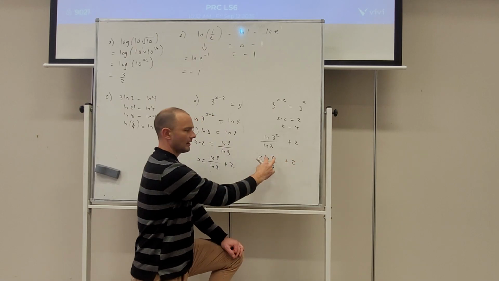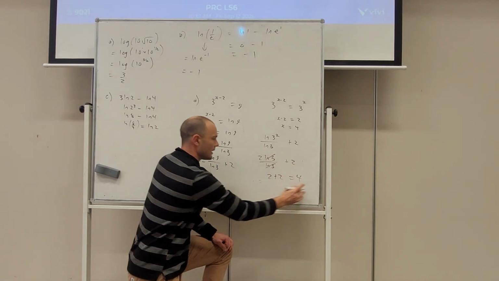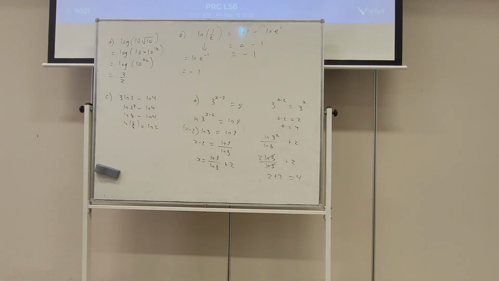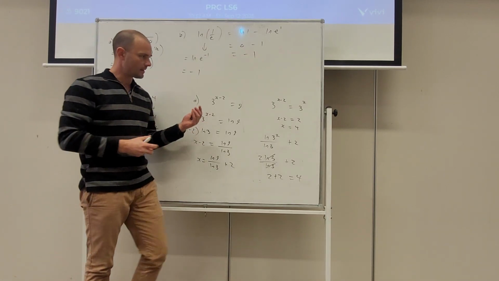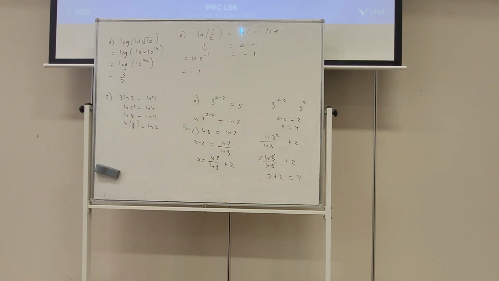All right, and then ln 3 is common to the top and the bottom, so it can cancel. We have 2 plus 2 is 4. So the reason I'm drawing out all of these parallels is to really demonstrate the rules of logarithmic functions. Okay, so that's exercise 1b.